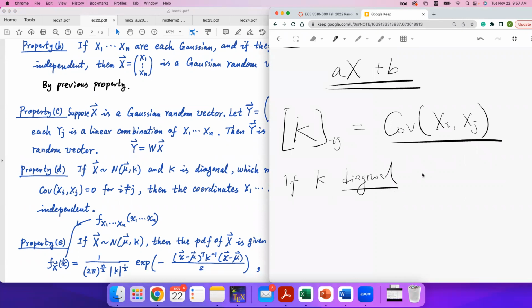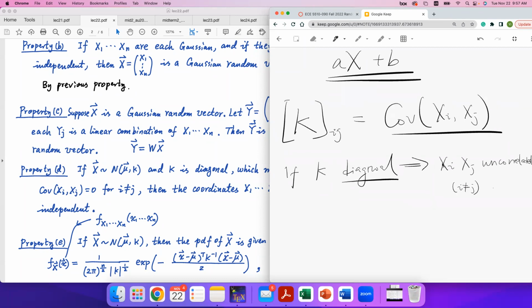If K is a diagonal matrix, right? So we can imply that Xi, Xj are uncorrelated for i not equal to j, right? They have to be different. And because this is a Gaussian random vector, everything is Gaussian. So Xi, Xj, they are Gaussian. Now for Gaussian random variables, we know that any two uncorrelated Gaussian random variables are also independent.